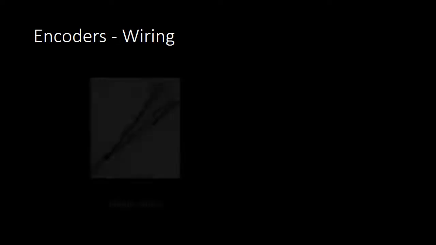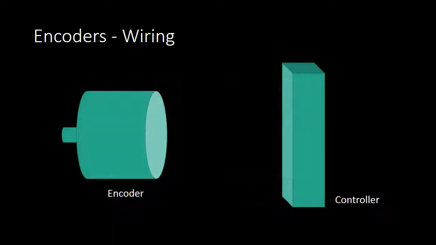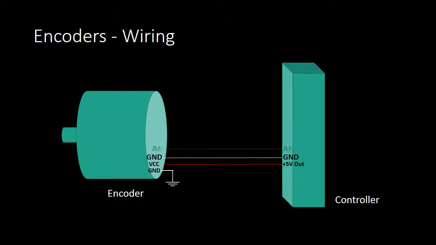Incremental encoders can be connected using single wires or twisted pairs. For single-ended wiring, each channel requires only one wire, so a single channel encoder could use as little as 3 wires in the cable: voltage, ground, and channel A.